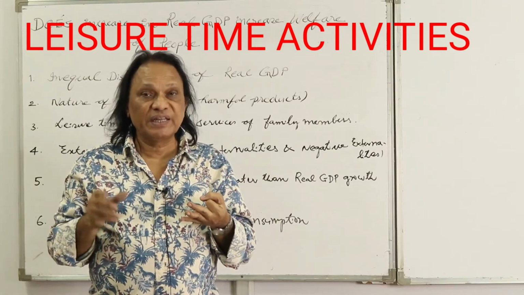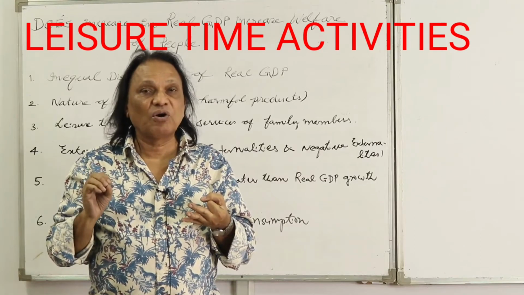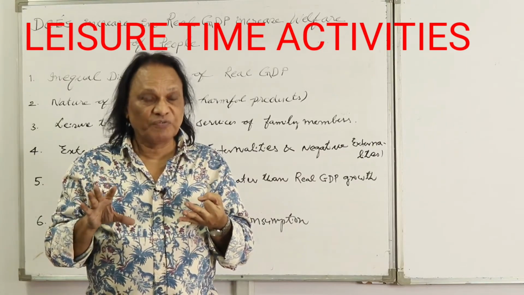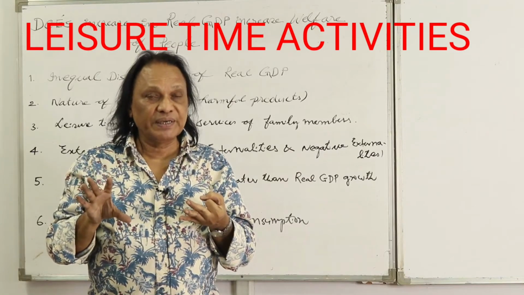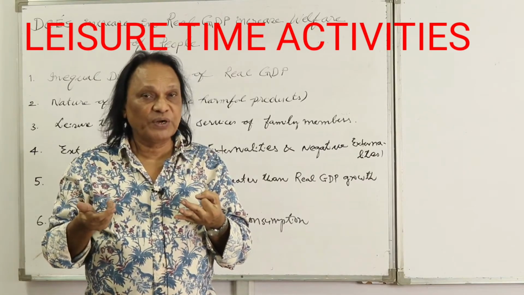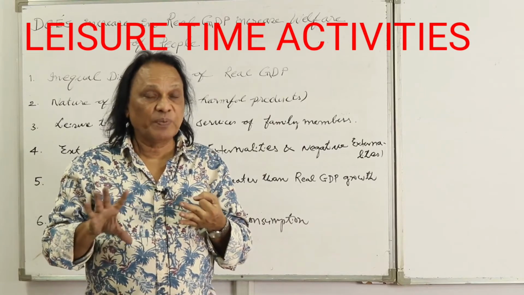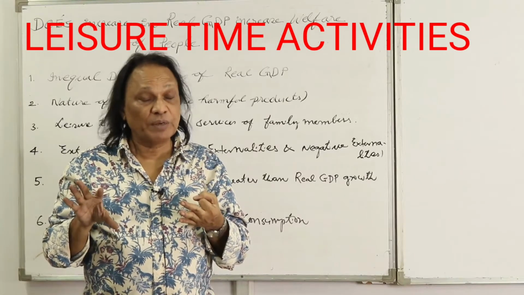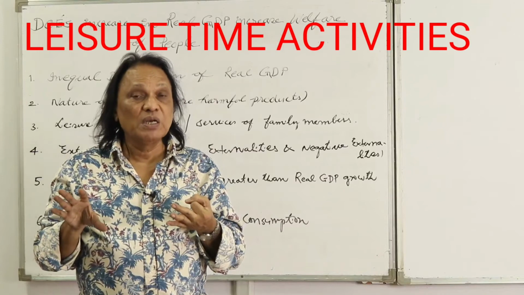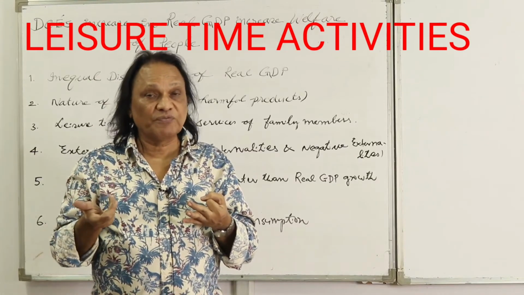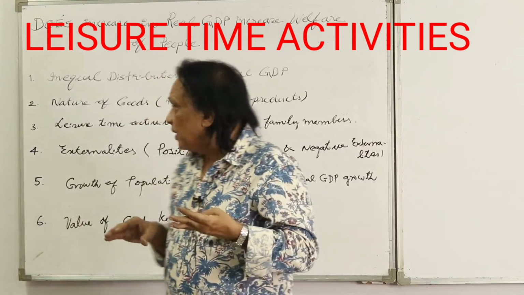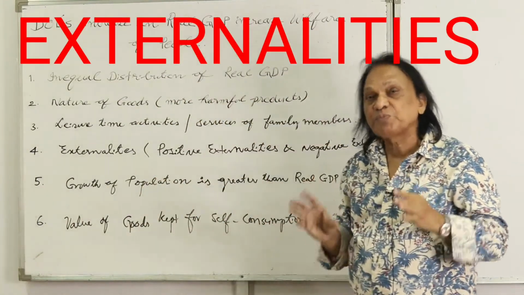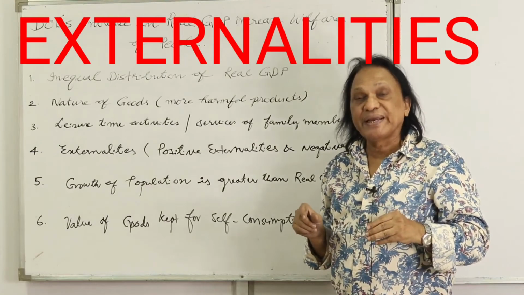So that means real GDP is not an indicator of welfare of the people. The first point is unequal distribution of real GDP. The second point is maybe there are more harmful products in the economy. The third point is leisure time activities like sports and games and the services of housewives are not included, but definitely they will increase the welfare of the people. And the fourth point is externalities. This point is very, very important.